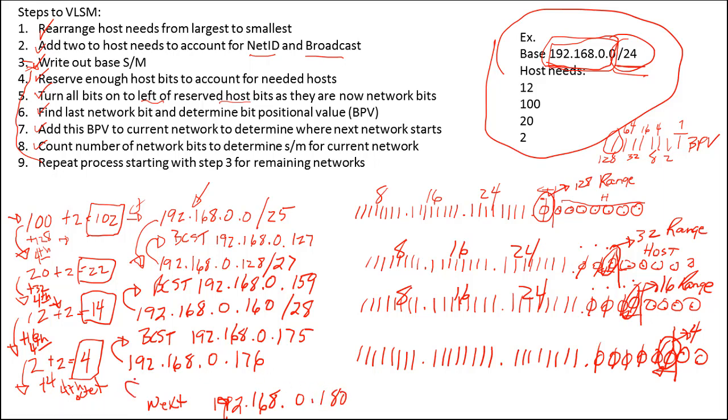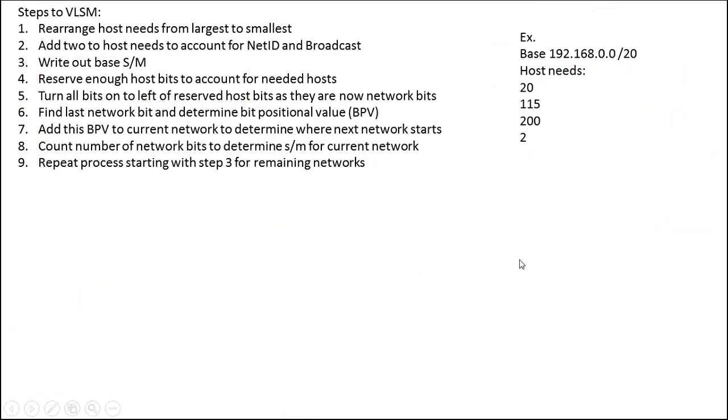Now I can find out what the broadcast is for the current network I'm on. 192.168.0.179. Count my network bits: 8, 16, 24, 25, 26, 27, 28, 29, 30. And there is my subnet mask. And we're done. Here you have the base of 192.168.0.0 with a /20. Okay, there's your base.